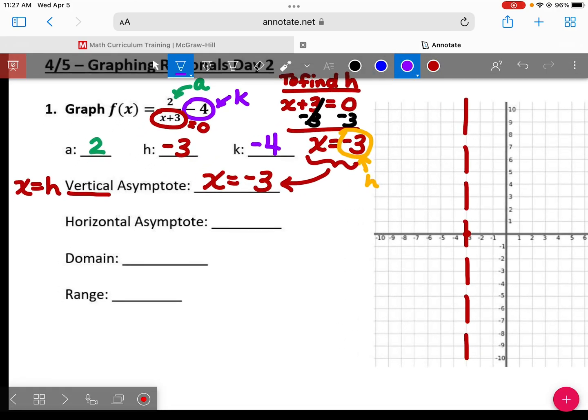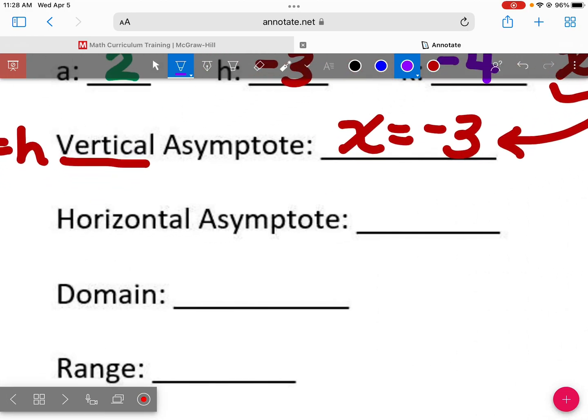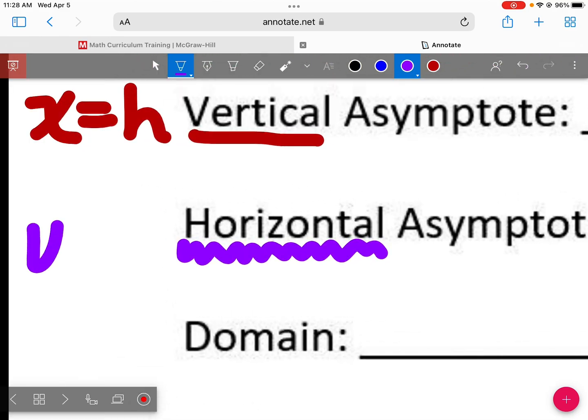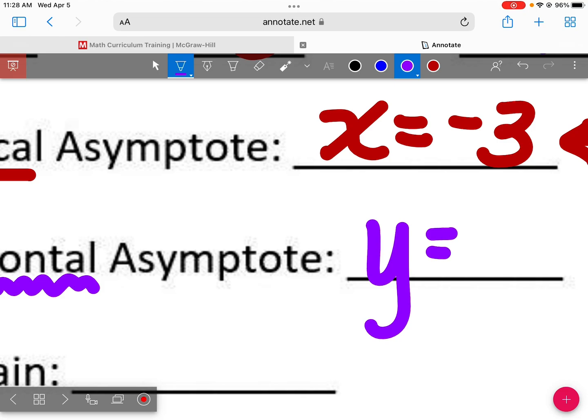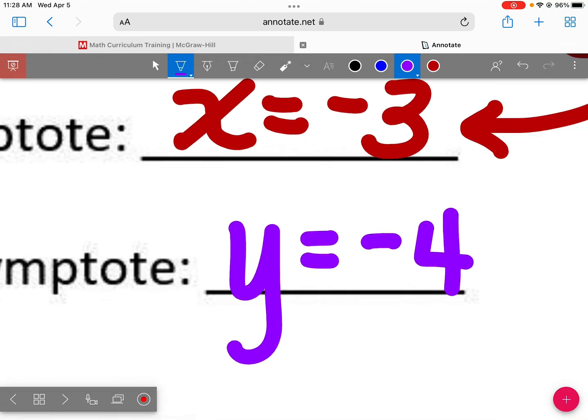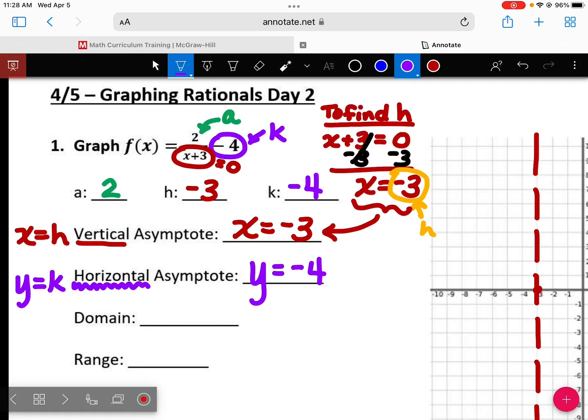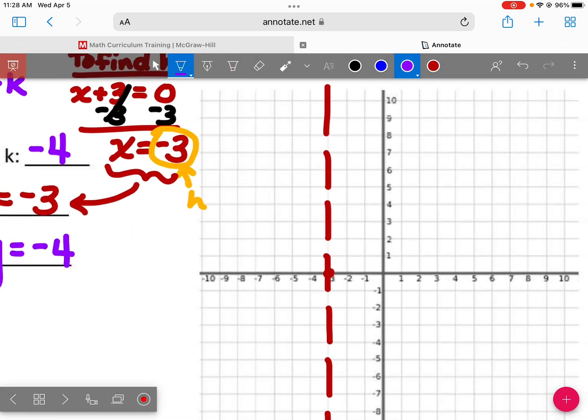All right. So there's my vertical asymptote. Vertical is x equals h. Horizontal is y equals k. So this starts with a y equals, what's my k value? -4. Y equals -4. We're going to go and put this one on the graph now.